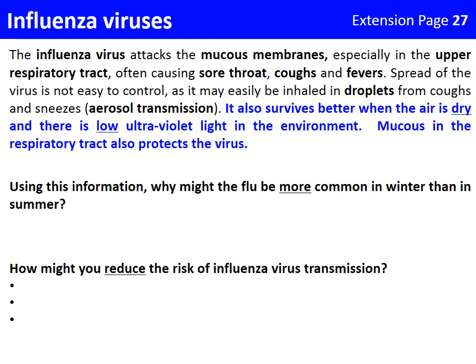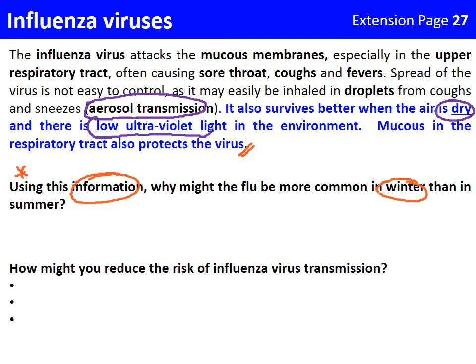Now in the exam we are provided with quite a lot of information for each question, and we're expected to use that information. So this question here in the middle of the slide says, using the info provided, why might the flu be more common in winter compared to the summer months? Well, if we actually look at the information we're given, it does say that influenza virus is transmitted through aerosol transmission in water droplets that are sneezed out or coughed out of certain people infected with this pathogen. But it actually survives better when the air is dry. And it also survives when there's low ultraviolet light in the environment.